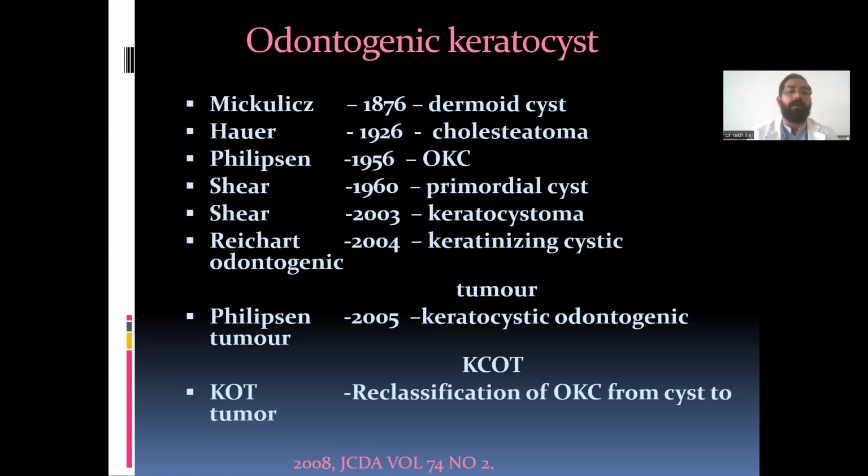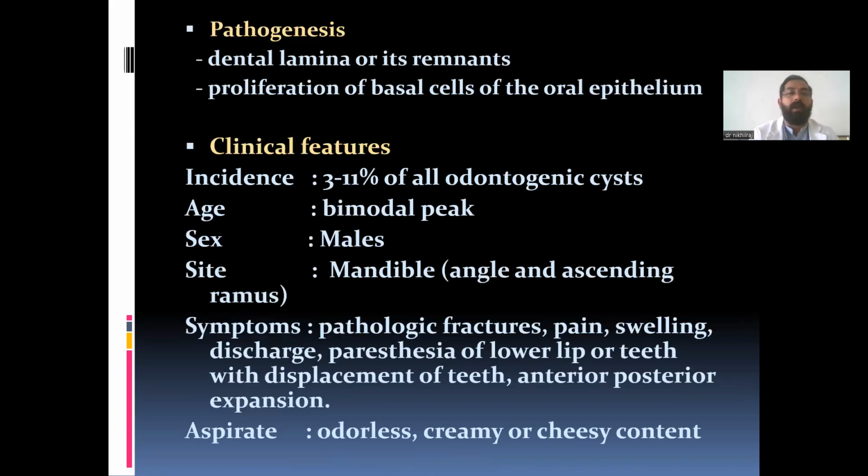Richard in 2004 claimed that it's a keratinizing cystic odontogenic tumor, KCOT. Philipsen in 2006 again converted it into keratocystic odontogenic tumor, KOT. The reclassification of OKC back into a cyst from a tumor came in the WHO classification in 2018.